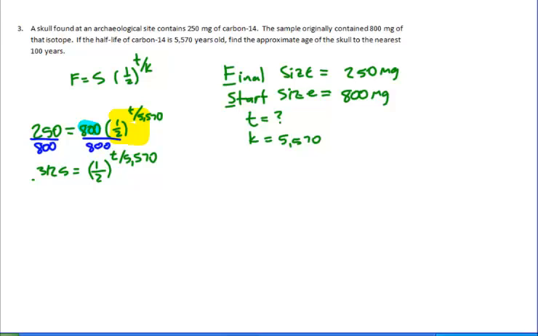So check this out. When I convert this to a log, I've got a base right here of 1/2. And a logarithm is always equal to its exponent. So the log base 1/2 is going to be equal to T over 5,570. And that leaves the 0.3125 to go into the middle. So how do you get T all by itself? Multiply both sides by 5,570.